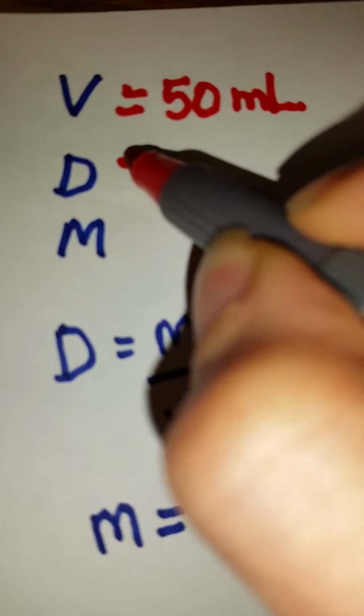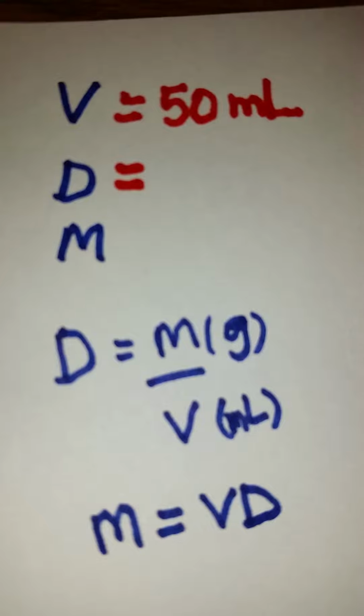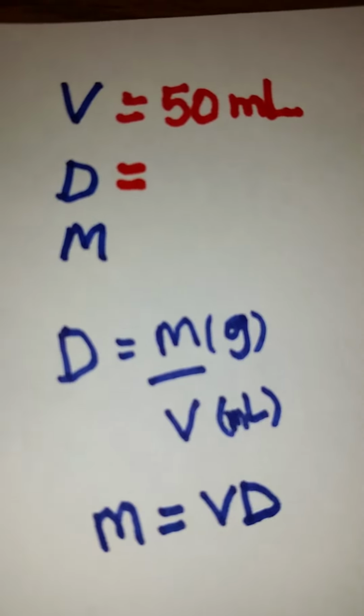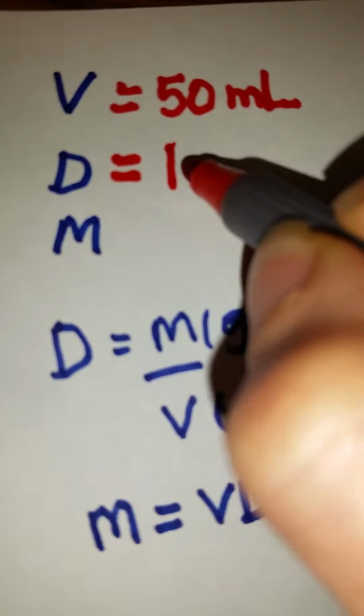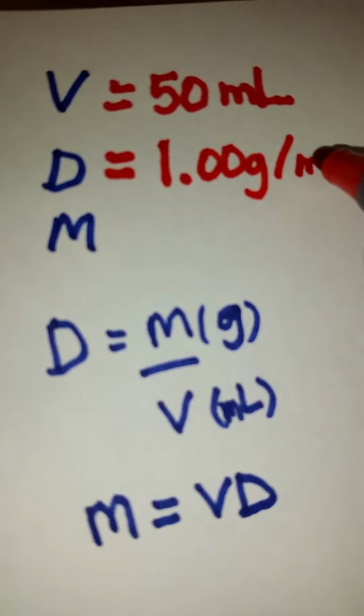And I can use a table, just like I could use a table for specific heat capacity, for density, because density for pure substances always stays the same. And the density of water is really simple to remember. It happens to be 1 gram per milliliter.